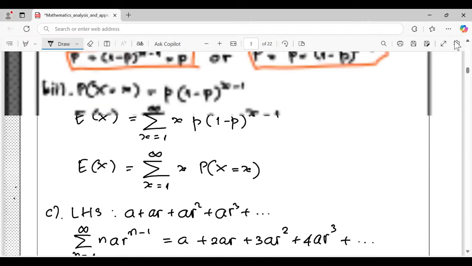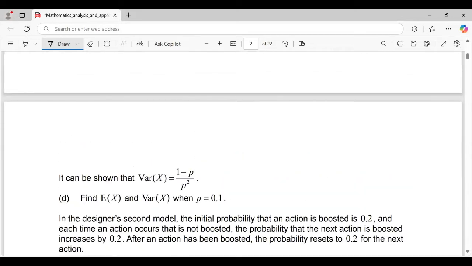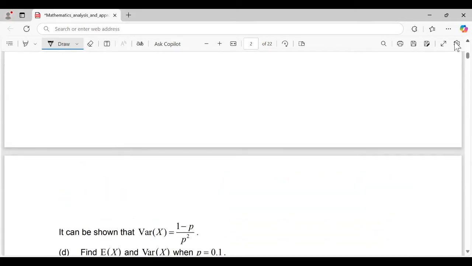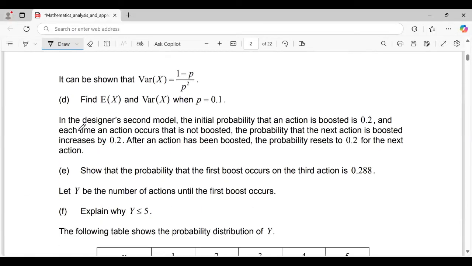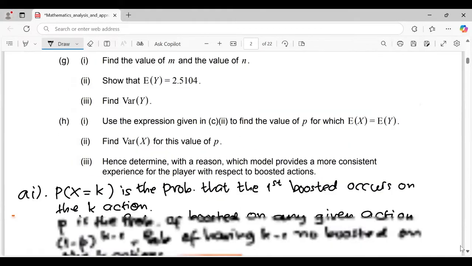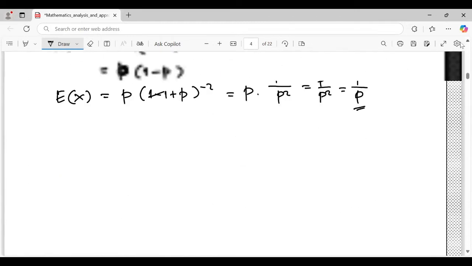Next part D. It can be shown that the variance of X equals 1 minus p over p squared. Find the expectation of X and the variance of X when p equals 0.1. We're going to calculate the expectation and variance when p equals 0.1.